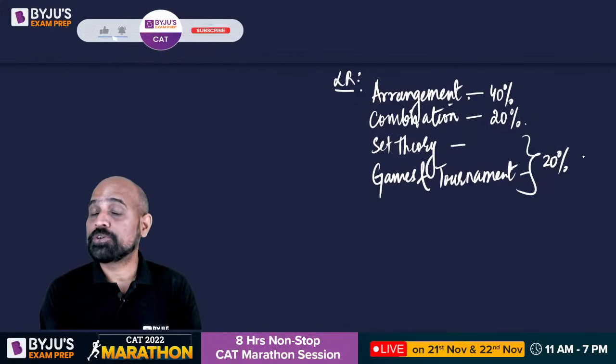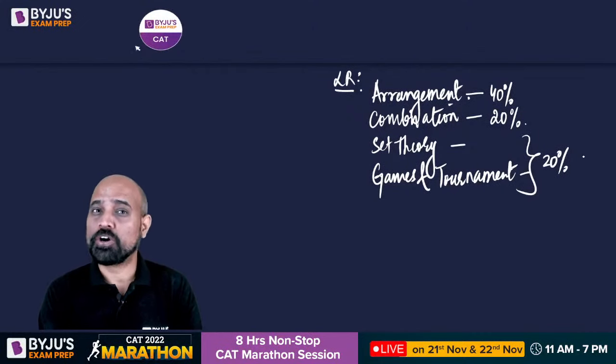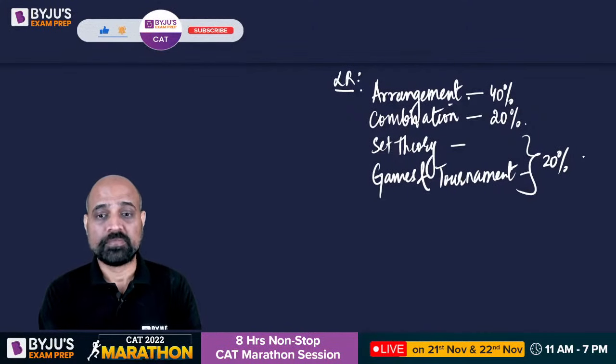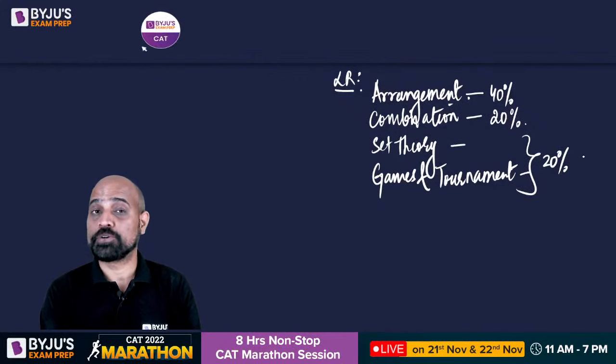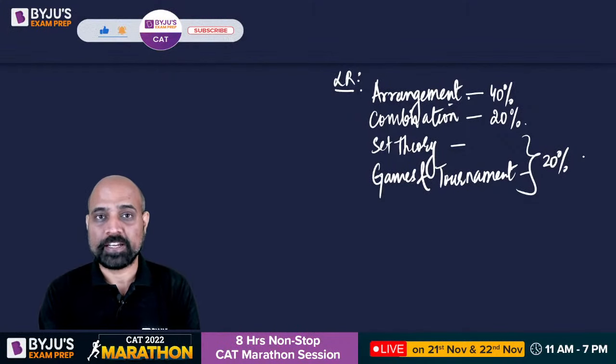If you're going to get a question from set theory, it's going to be more of a logical approach rather than your De Morgan's theorem or calculation. And if you are going to get a question from set theory which is a 6-question set, be prepared and practice a lot on 4-set Venn diagrams.